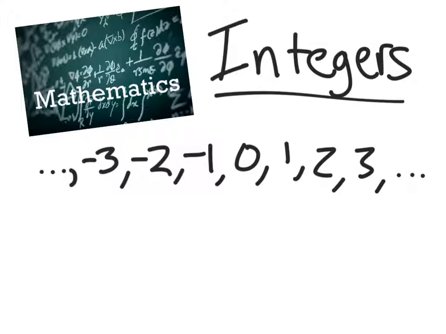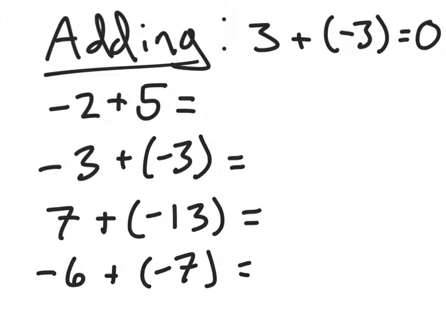Hello everyone, I made this video to talk about integers, which are essentially positive and negative whole numbers, and I want to talk about how to do arithmetic with them: adding, subtracting, multiplying, and dividing. We're going to start with adding, which is one of the simpler versions, and the key to this, I think, is to think about money. Positive numbers are money you have, negative numbers are money you owe.